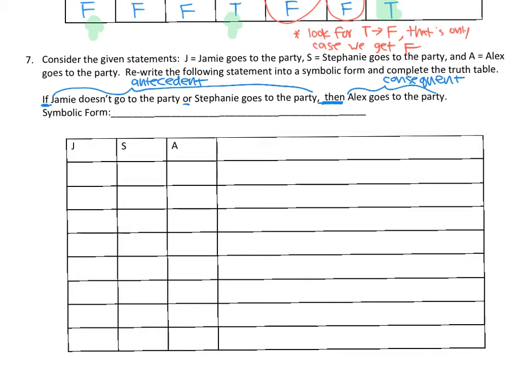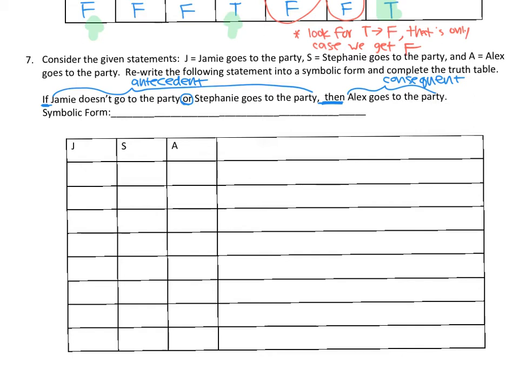Okay. So when I make this truth table, again, the last three columns I want to be the antecedent column, the consequent column, and then the result column, right? So I know what the last three columns are going to be. I'm going to keep that in mind. If I look at the antecedent, there's Jamie doesn't go to the party, or, so I'm also going to circle this or, Stephanie goes to the party, right?